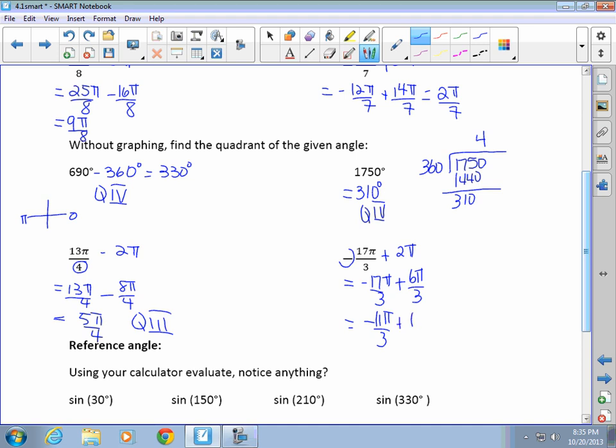So if I add my 6 pi over 3, that's going to give me negative 5 pi over 3, which again is still more. So if I add my 6 pi on there, because this is a negative, so I have to get rid of that negative, 6 pi over 3 leaves me with negative 5 pi plus 6 pi, leaves me with pi over 3. So that would be in quadrant 1.